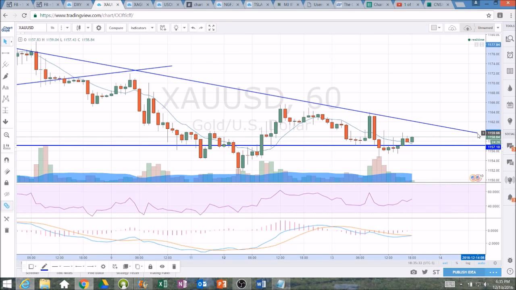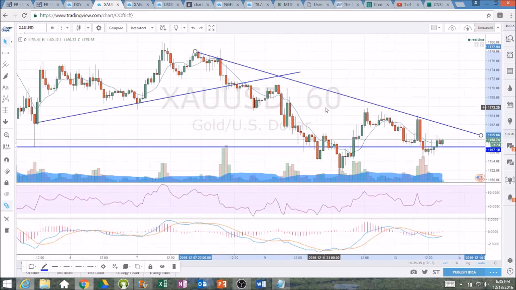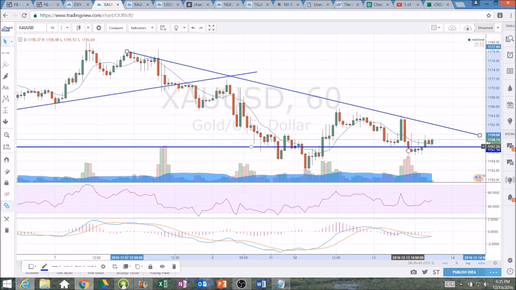Looking at gold on the hourly time frame. Drew this resistance line yesterday, and it still stands as we have rejected from it. And we did break this support line by hitting a lower low. So now a new support level is down at 1154.53.